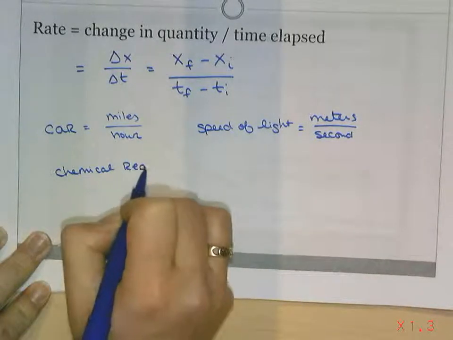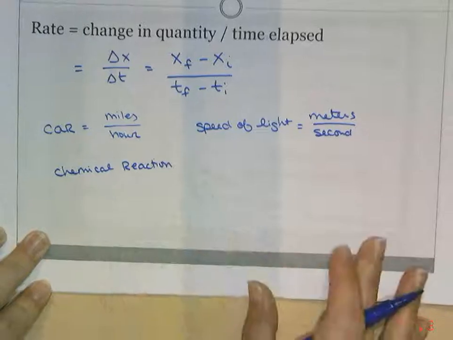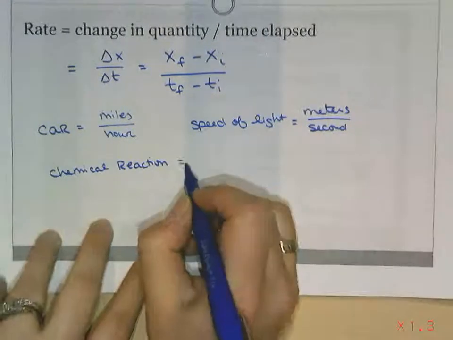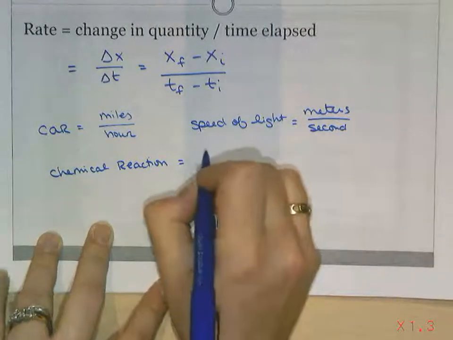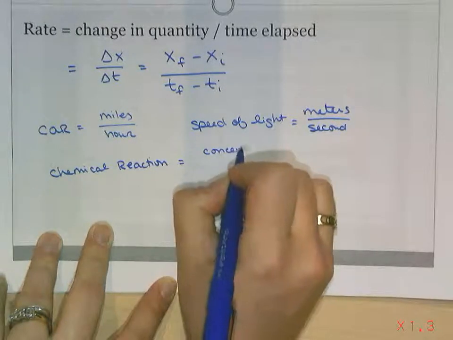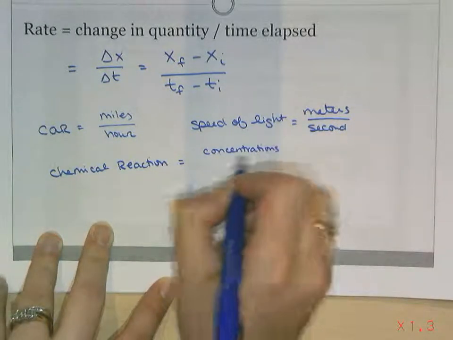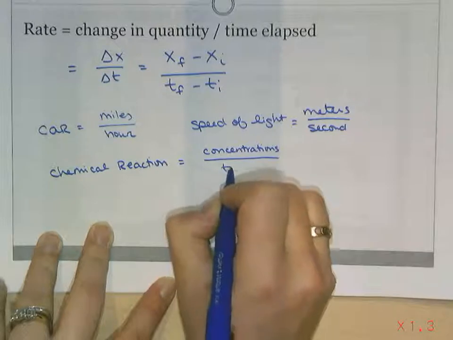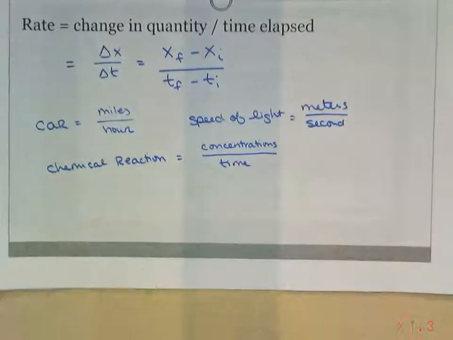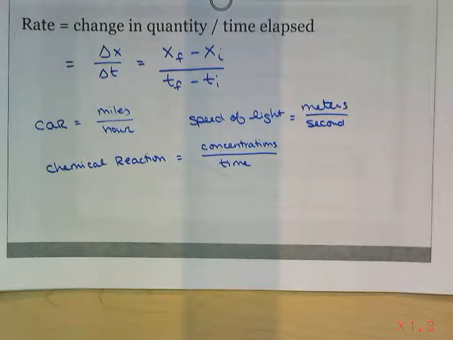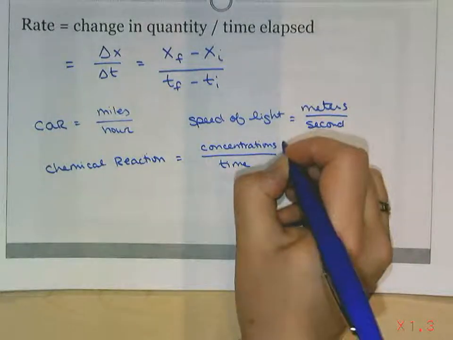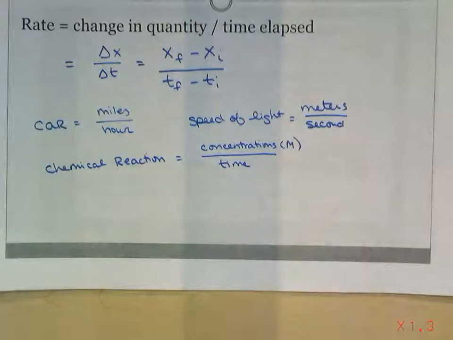In a chemical reaction, we are specifically going to be looking at concentrations over a given time. So this is typically going to be molarity, big M. How the molarity changed over a given time period.